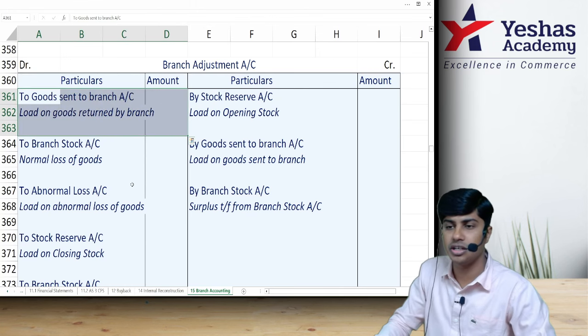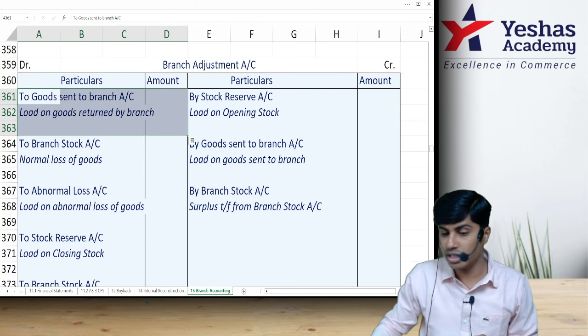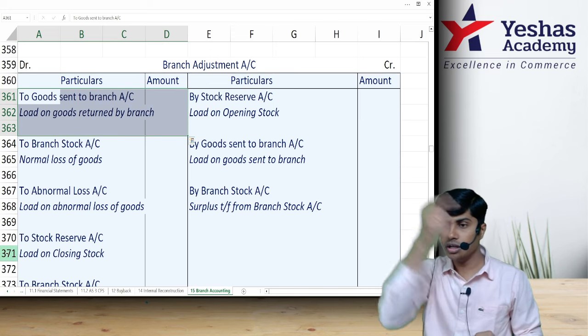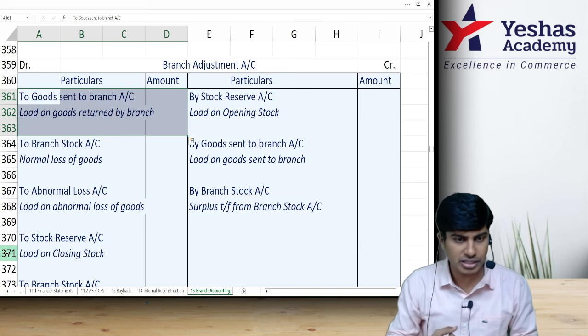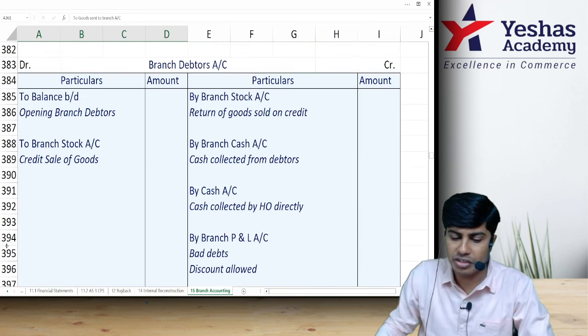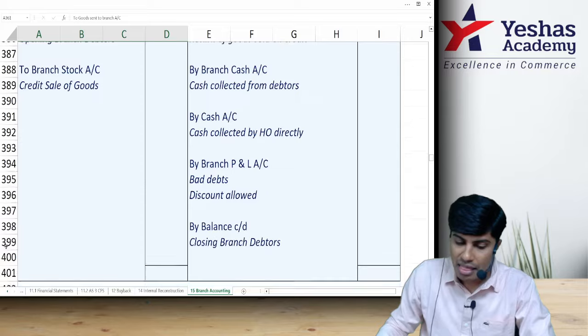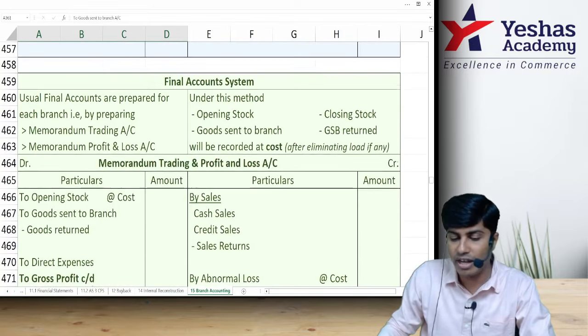This load is on goods. Load will not be removed on sales. Load will be removed only on opening stock, closing stock, goods sent to branch and goods sent to branch returned. By doing this, you will be done with your debtors and stock debtors methods. Then comes the third method, which is called final accounts.